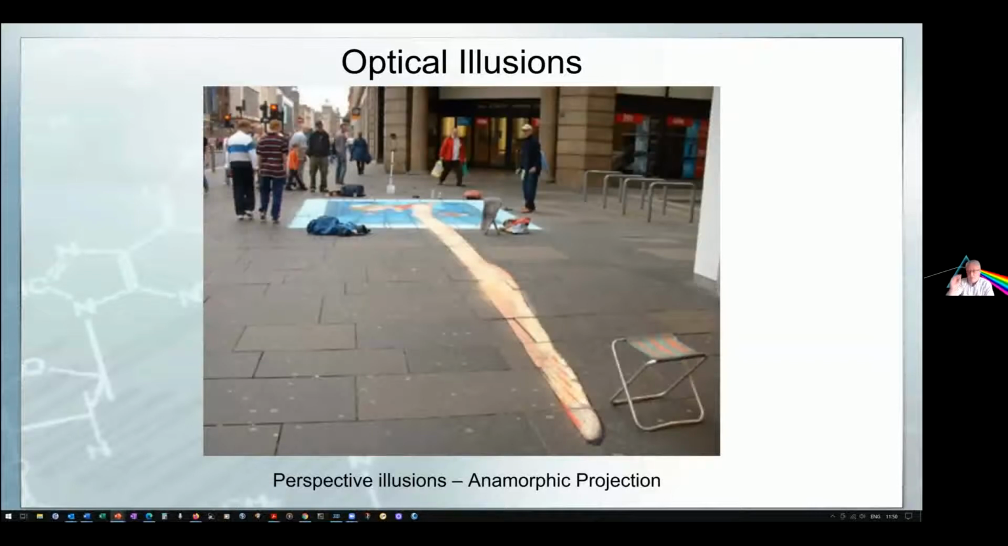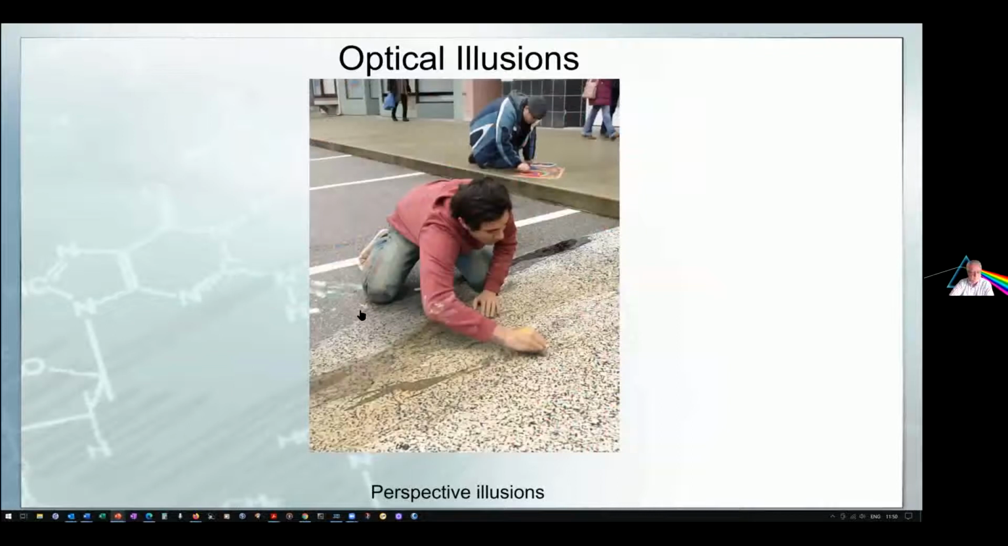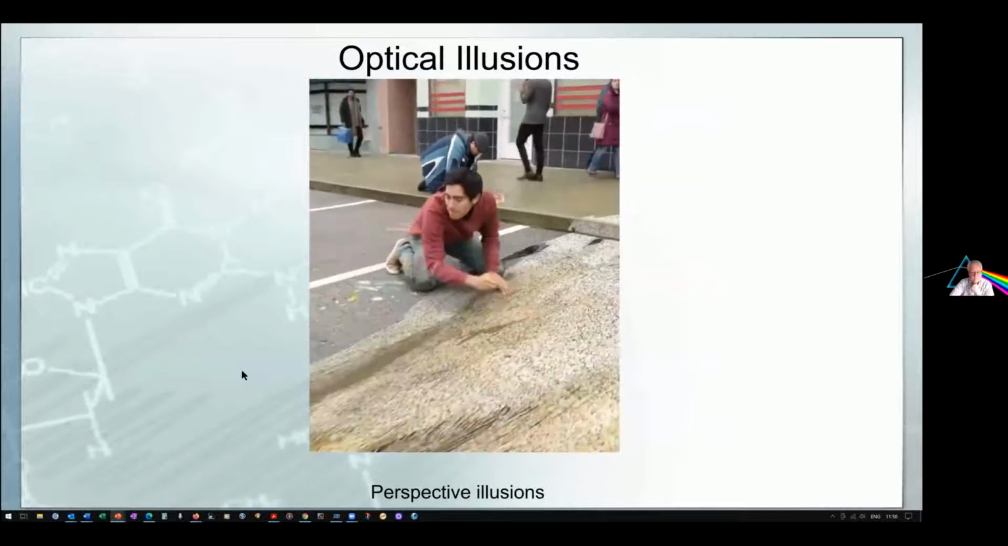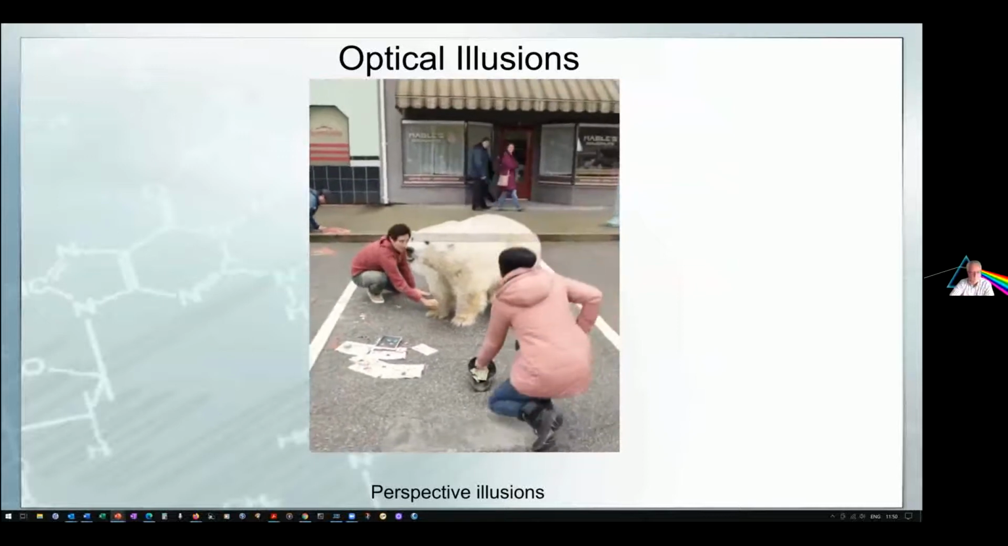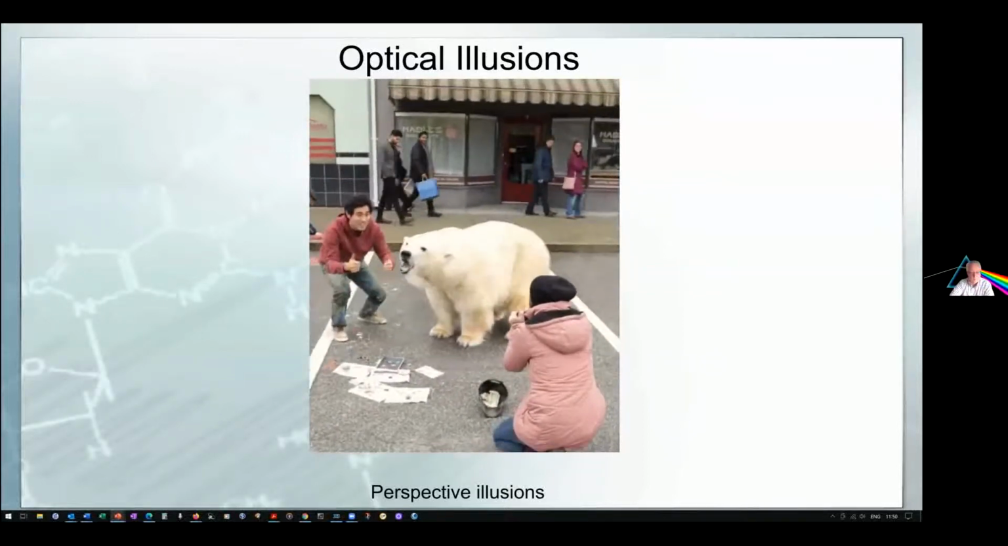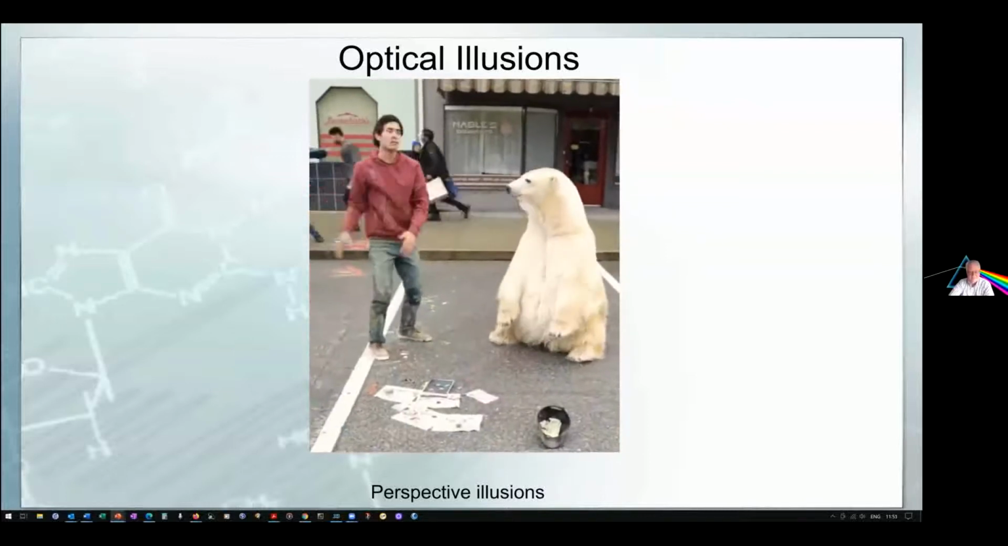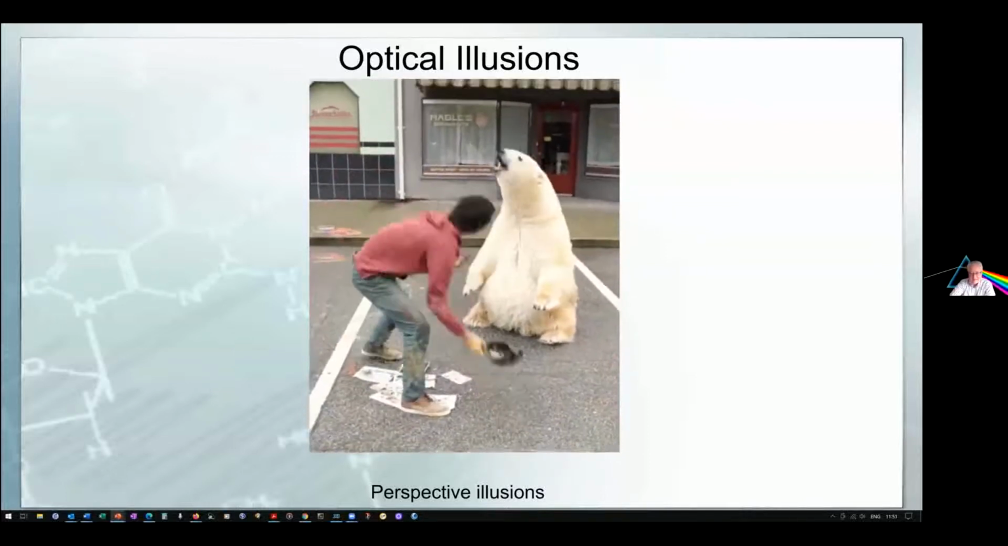I'll show you another one now as well. Now this one's got a little trick at the end, just as a bit of a joke, but again, it's exactly the same. It's an anamorphic projection of a polar bear. And notice that the polar bear is drawn on the road, and then it goes up the curb and onto the pavement. A bit of clever video editing there.